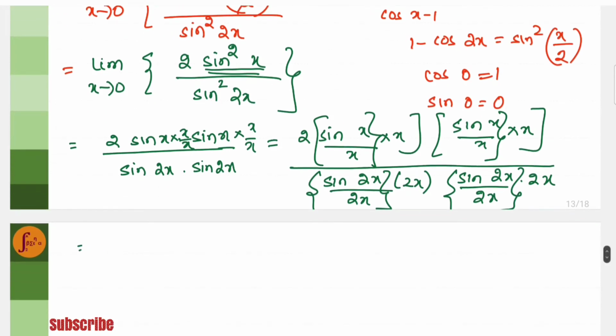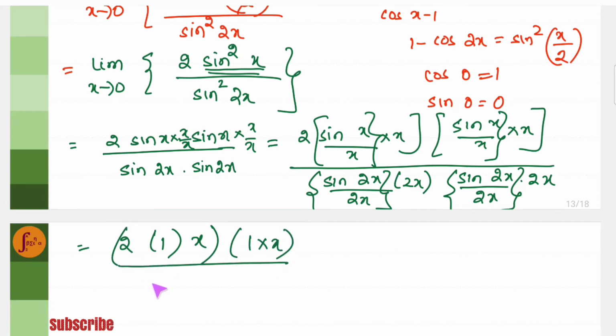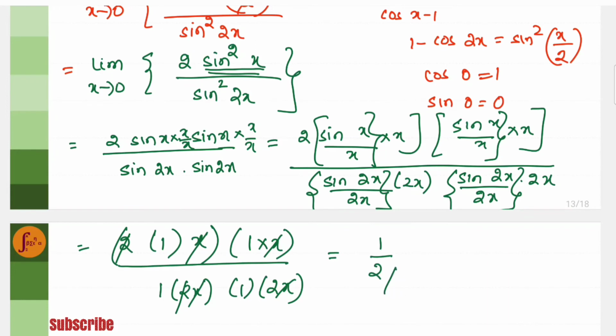Right? So we will substitute the theorem. We'll get 2 into sine x by x is 1 into x. Again this limit sine theta by theta is 1. So we'll get into 1 into x. Same thing down. We are going to get 1 into 2x, 1 into 2x. Right? x, x, x, all this will get cancelled. 1, 2 will also get cancelled. We'll be left with half as the answer.